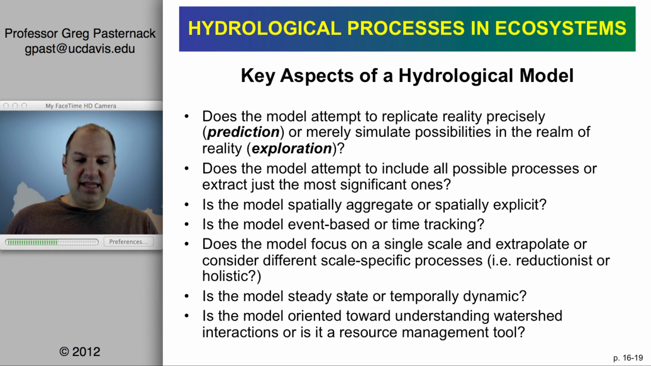Is the model steady state or temporally dynamic? Again, is the flow just constant, or does it vary through time? And then, is the model oriented towards understanding watershed processes, or is it more of a resource tool where they don't really care how it functions, they just want the right answer to come out of it? So I'll stop there. I've tried to give you an introduction to think about the overall approaches to manage the landscape, and regardless of what approach, it's possible to draw on a model as a tool to help. And these are the different kinds of stochastic and deterministic models that are available.